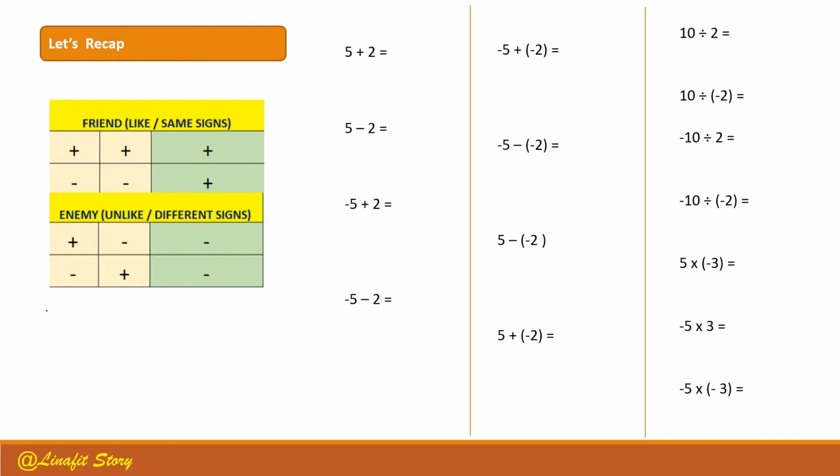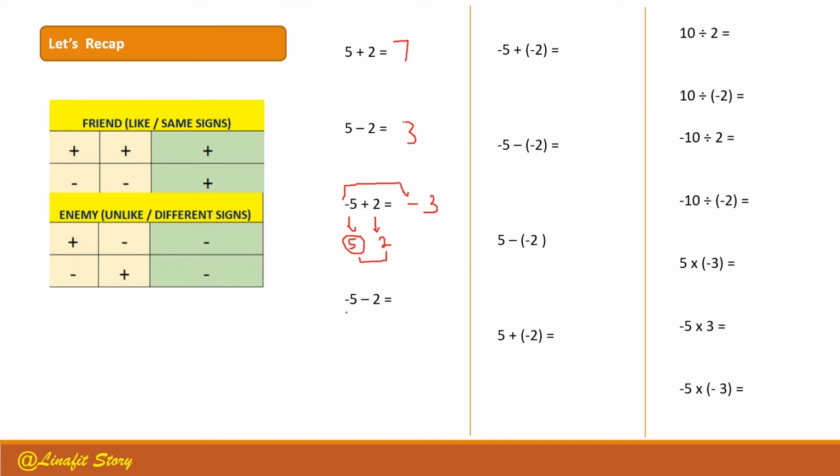So for example, 5 plus 2 is equal to 7. 5 minus 2 is 3. Negative 5 plus 2: the absolute value of negative 5 is 5, and the absolute value of positive 2 is 2. Which one is greater, 5 or 2? 5 is greater, so copy its sign. The result is negative. Then the difference between 5 and 2 is 3, so the answer is negative 3.